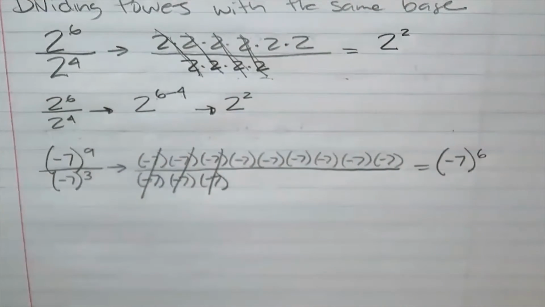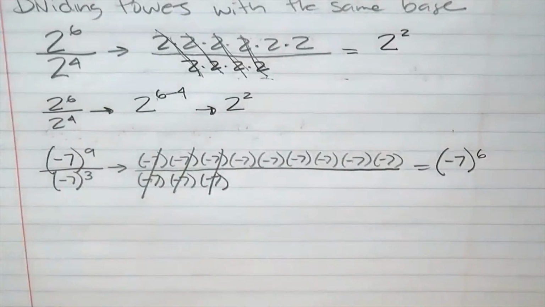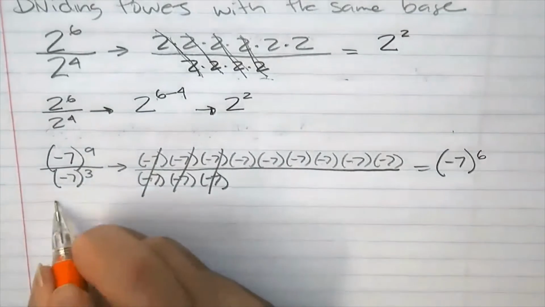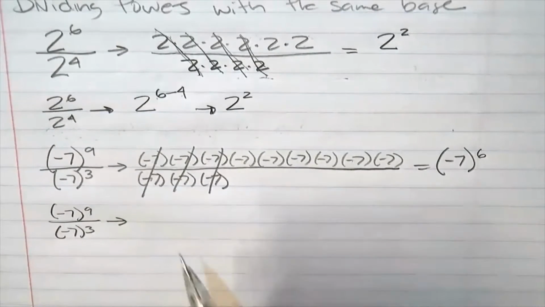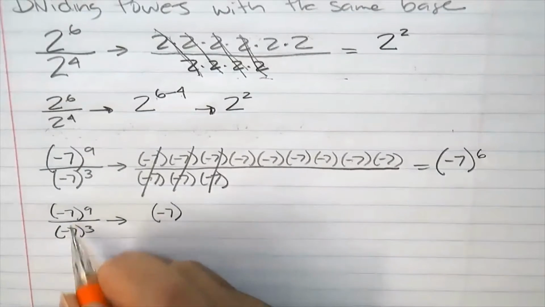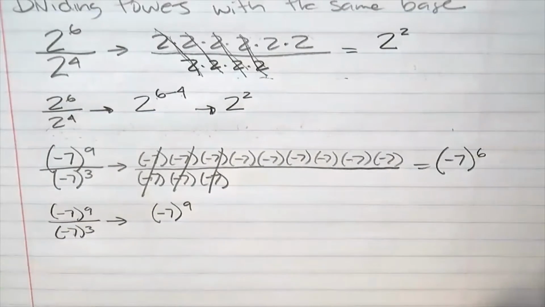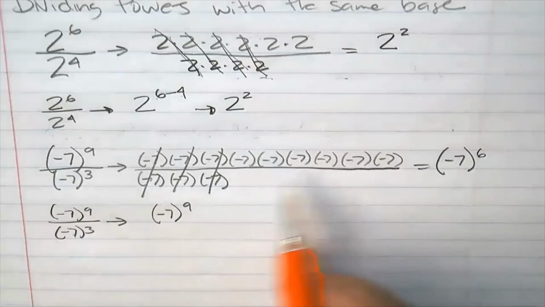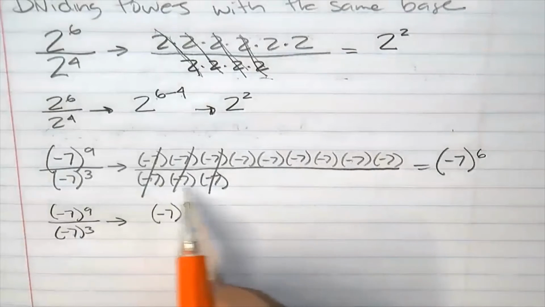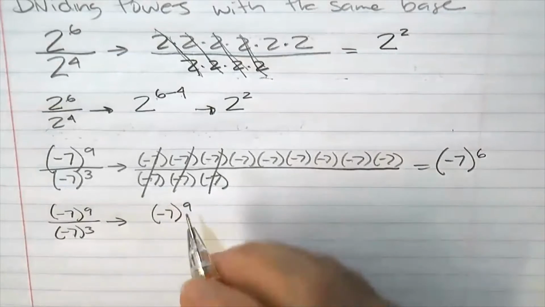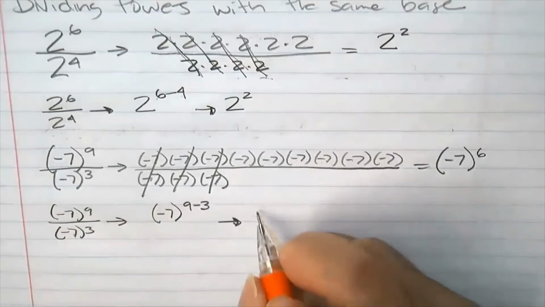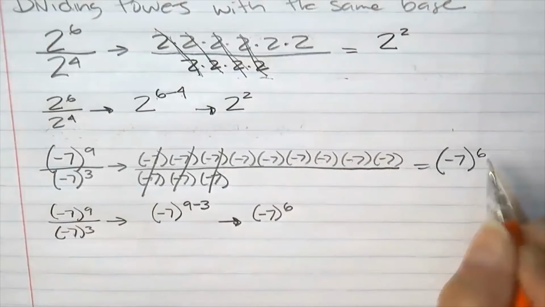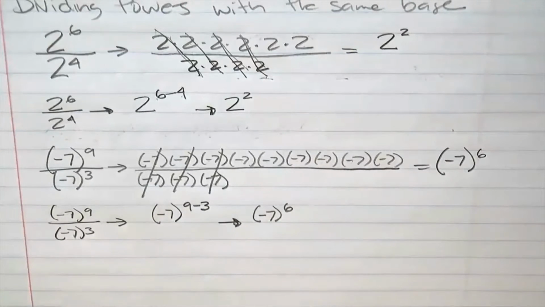Now there is an easier way to show our work. -7 to the 9th power over -7 to the 3rd power. So we have -7 as our base for both of them, to the 9th power. And ultimately what we're doing is we're taking away these 3 that are in the denominator. So I have -7 to the 6th power, which is exactly what I had up here.